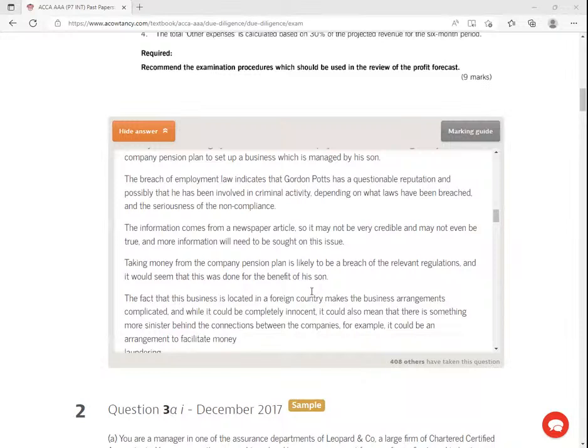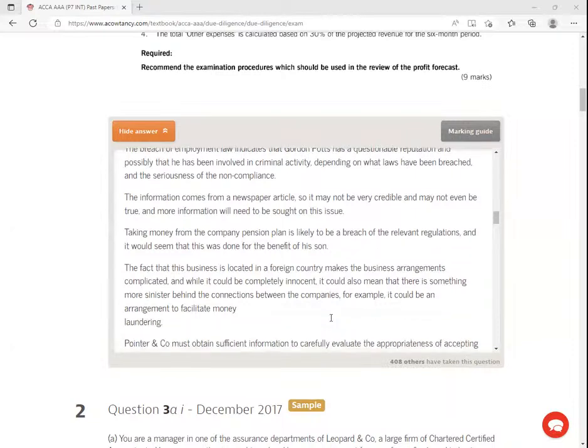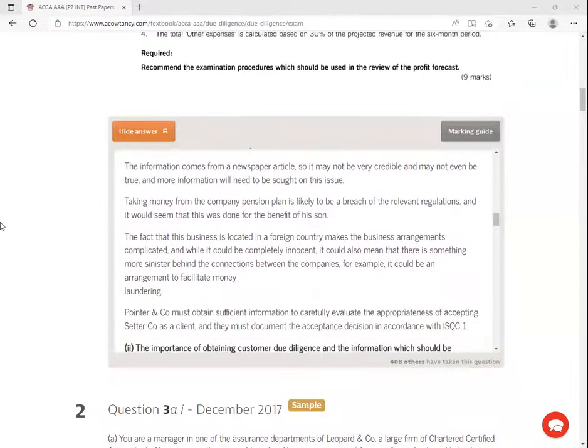Taking money from the company pension is likely to be a breach of the relevant regulations, and it would seem that this is done for the benefit of his son. The fact that this business is located in a foreign country makes the business arrangements complicated, and while it could be completely innocent, it could also mean that there is something more sinister behind the connections between the companies. For example, it could be an arrangement to facilitate money laundering. Of course, this is supported even by the fact that the company is based abroad. Why could he not invest in Kenya or in his own country?